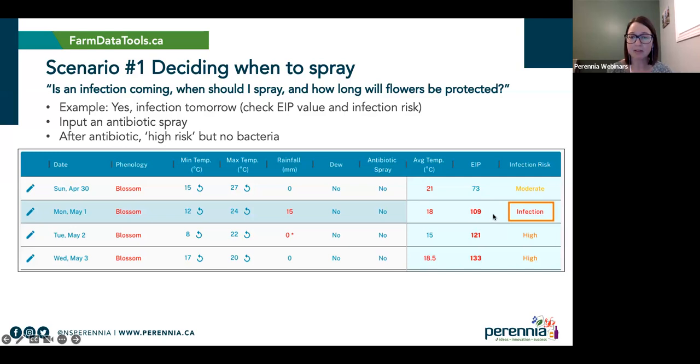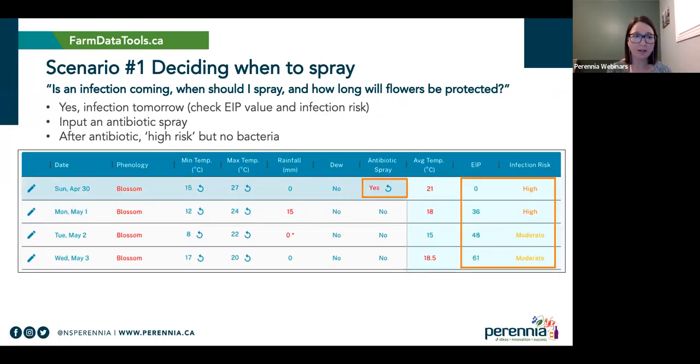So what you would do in this case is, you would look at the current date. There's quite a bit of bacterial growth there already, so you might wonder if applying an antibiotic spray on the current date would prevent the infection for the following day, and that way you could get that antibiotic on before the upcoming rainfall. So what I'm going to do is input an antibiotic spray on the current date.